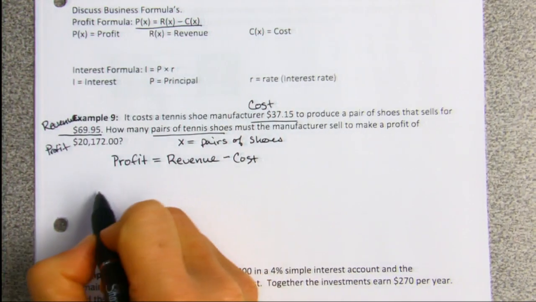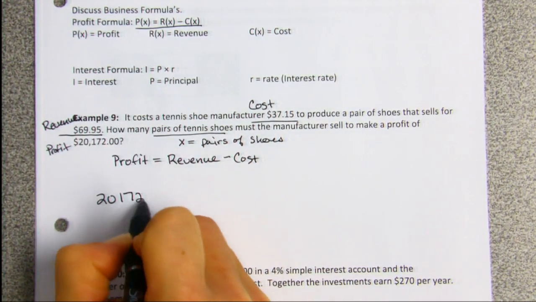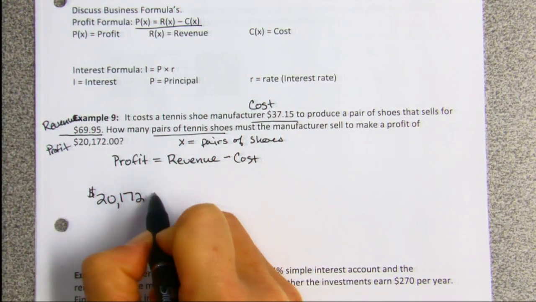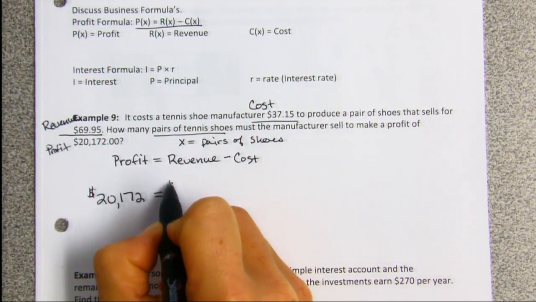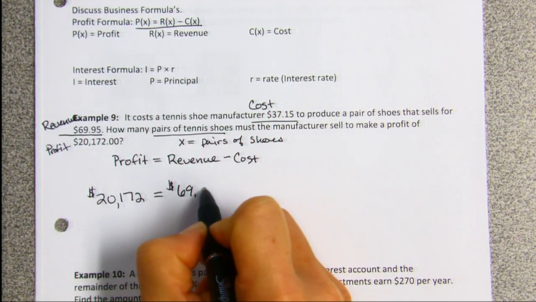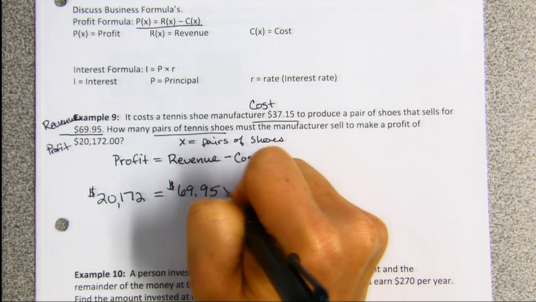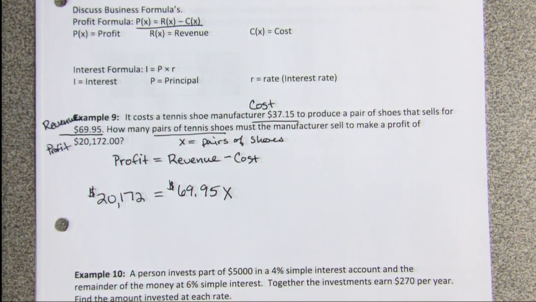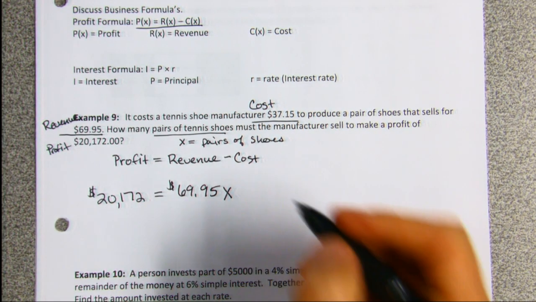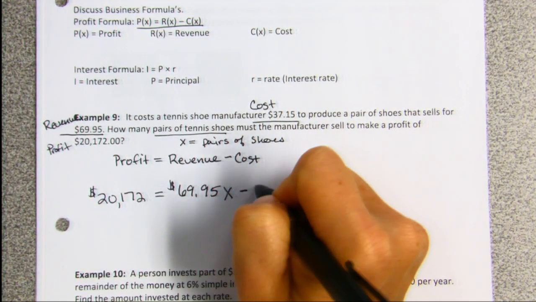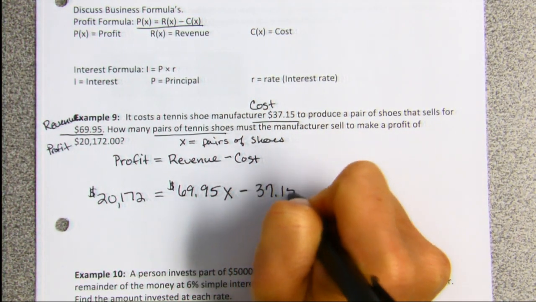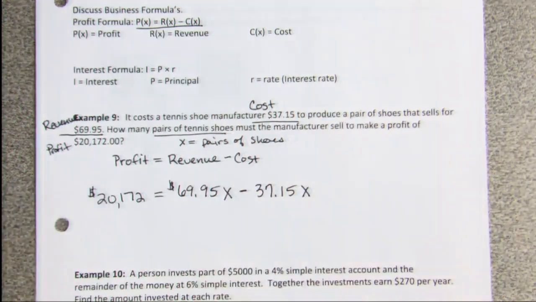So I know I want to make $20,172. I know I'm going to sell it for $69.95, but I don't know how many I'm going to sell, so let's put an X by it. Because we don't know how many you're going to sell at that price. X. We don't know yet. That's unknown. Minus the cost of $37.15 X.